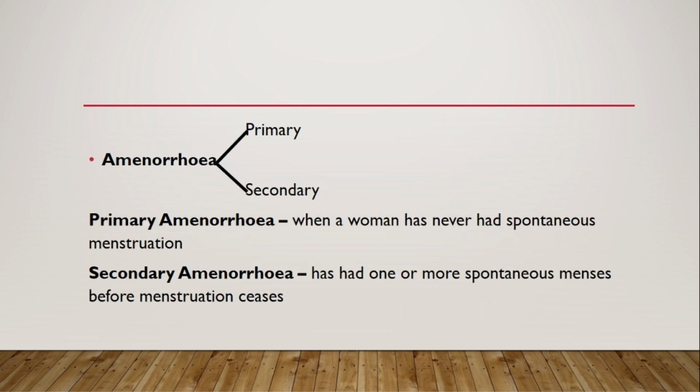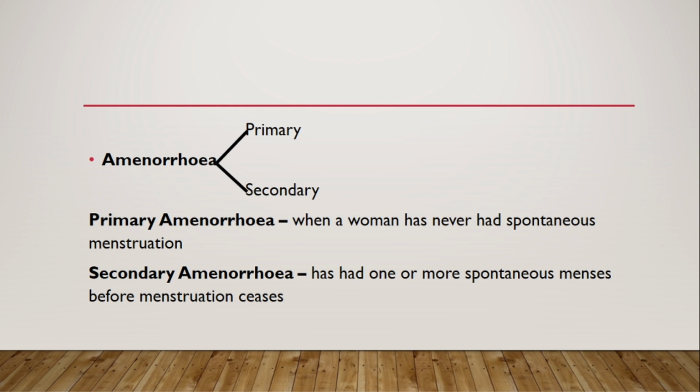Again, amenorrhea can be defined as primary or secondary. Primary amenorrhea is when a woman has never had spontaneous menstruation. And this is the topic for today.